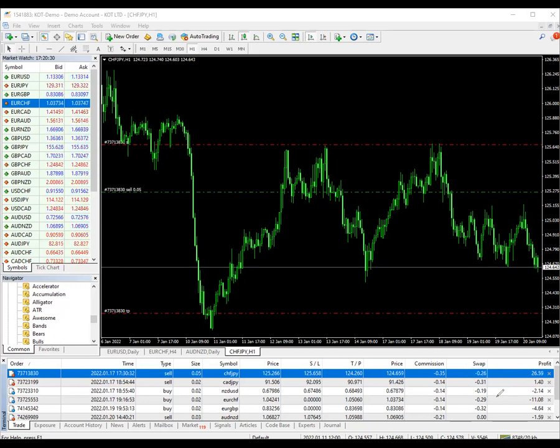For instance, this is Euro Chef, okay? Euro Chef here, I have a swap fee of negative 0.29, and I'm in a loss of negative $11. So once I close this trade in this loss, they are going to add this swap fee, which is also negative 0.29, to this loss. So my loss is going to be more. Do you get it?